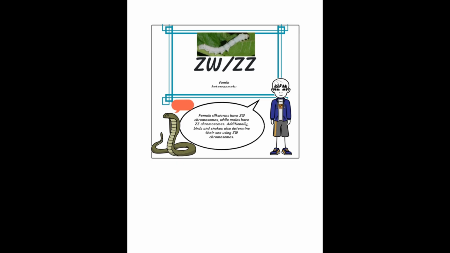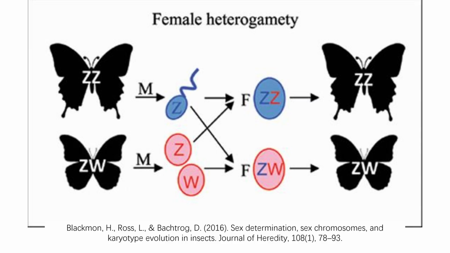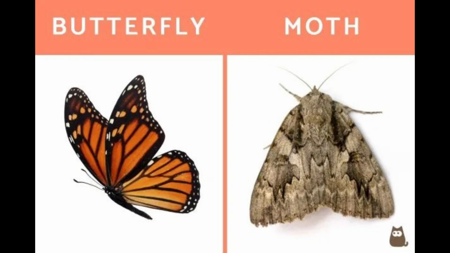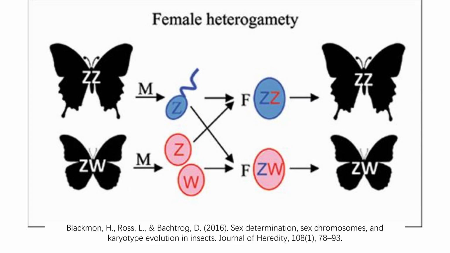Funny enough, insects have evolved exact opposite mechanisms as well. Instead of males being the ones with the mismatched chromosomes, it's the female. This is called female heterogamety, and it uses the ZW and ZZ system. An example of this is in Lepidoptera, the butterflies and moths, where females carry one Z and one W chromosome, and males have two Z chromosomes. If you were a bird or snake, you'll be familiar with this system, as those species also use it.